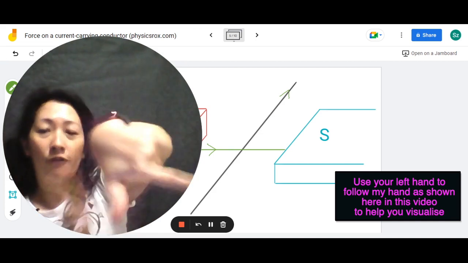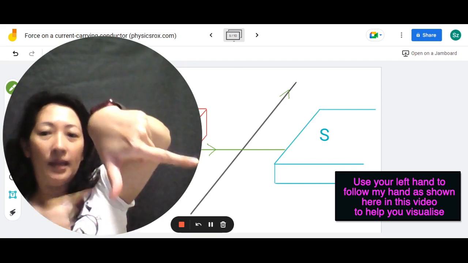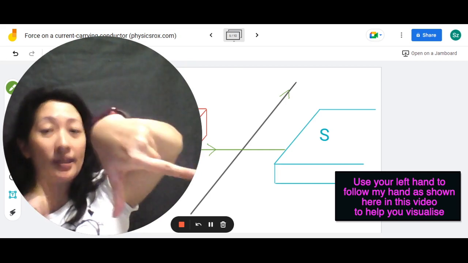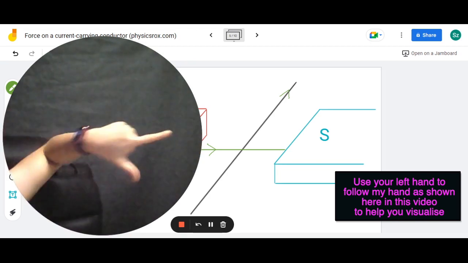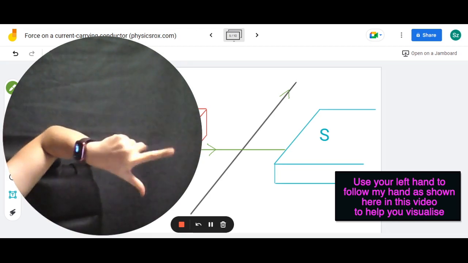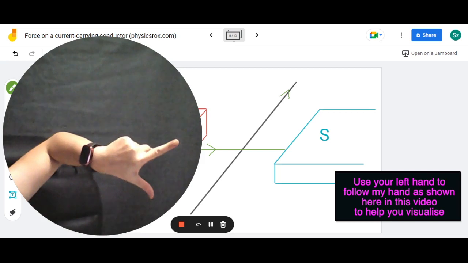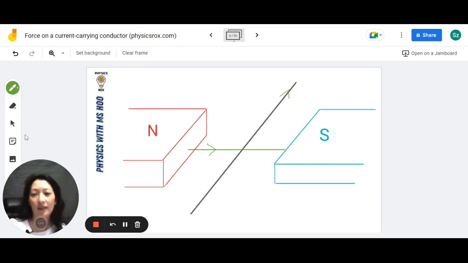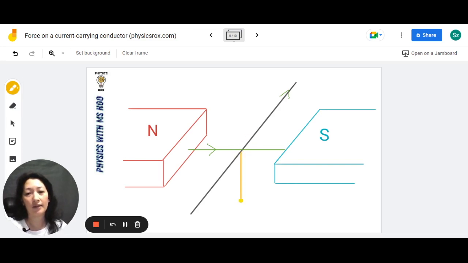So I'm here. Follow my hand, please. Index finger is this way. Your middle finger is pointing towards me. You'll find that your thumb is pointing downwards, which means that the force is going downwards. Let me show you. That's how your hand should look. Index finger, then middle finger following, and your thumb points downwards. That's how you use Fleming's left hand rule in this case. So the force produced, let's put it in yellow, will be downwards.